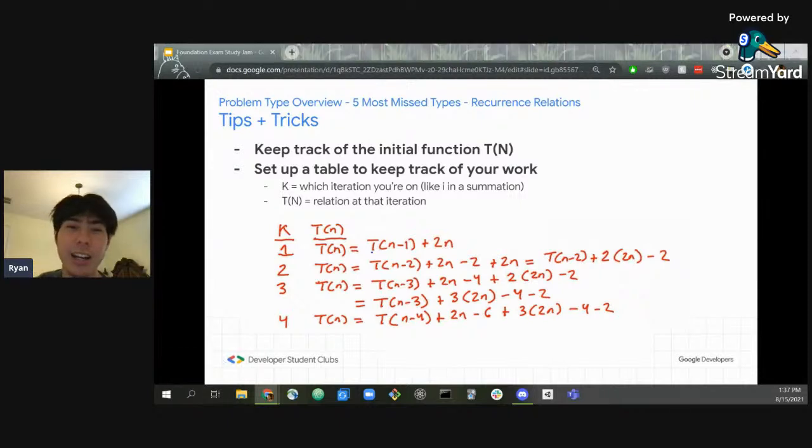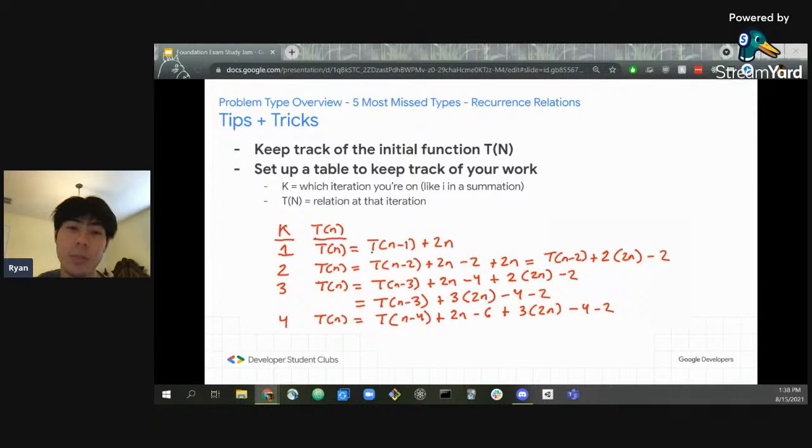Hello, everyone. I'll be discussing in particular recurrence relations and how they are normally done in the foundation exam, and moreover, how I like to do recurrence relations. Recurrence relations are these type of mathematical problems that involve determining the runtime for a recursive function.